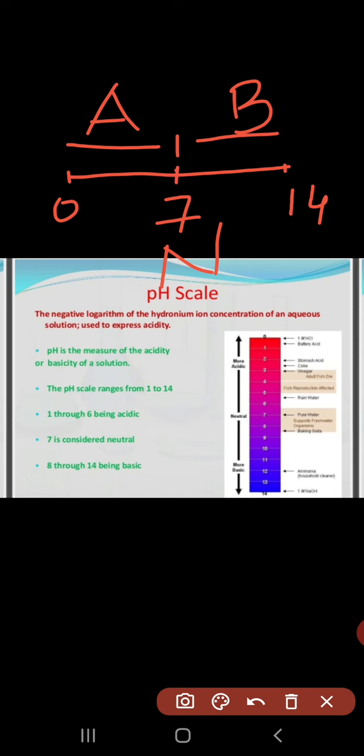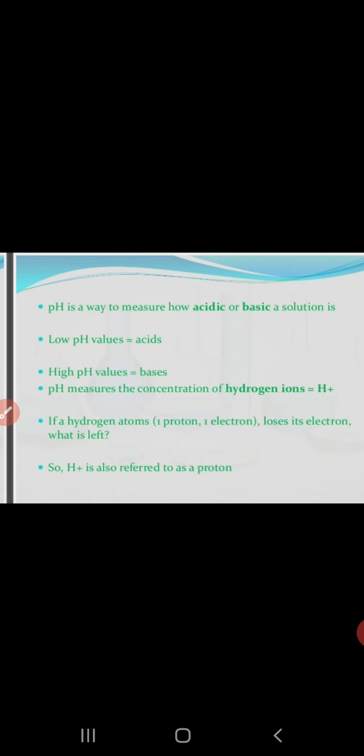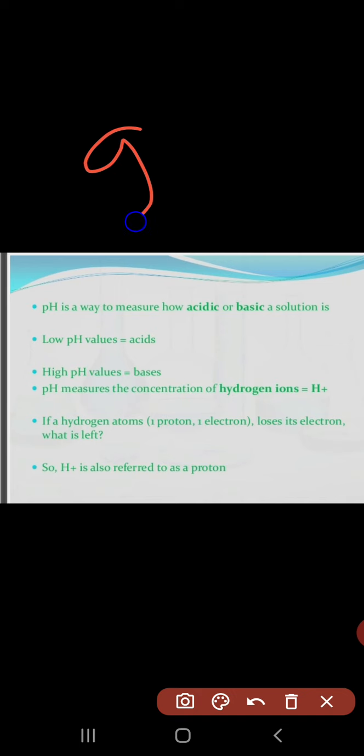The pH scale ranges from 1 to 14. 1 through 6 is acidic, and 7 is neutral. 8 to 14 is basic. pH is a way to measure how acidic or basic a solution is. A low pH value means, if the pH is 5 or 4, then it is acidic. If the pH is 9 or 10, then it is basic.